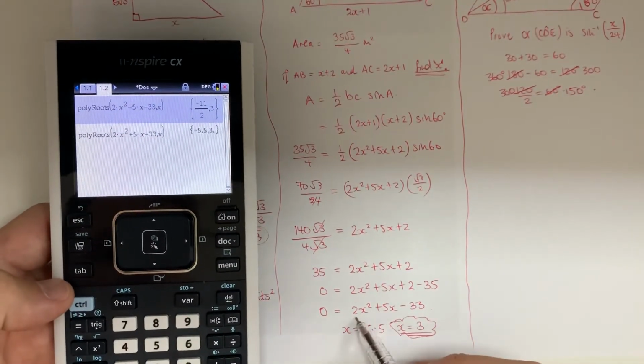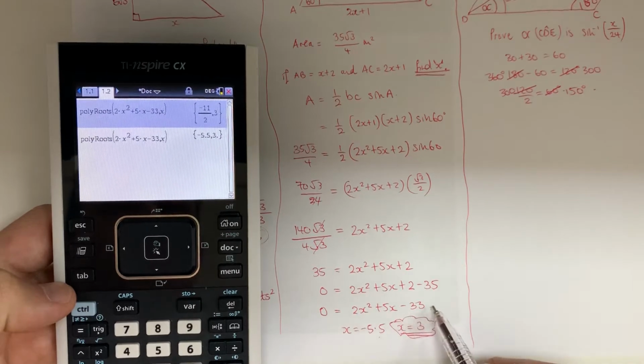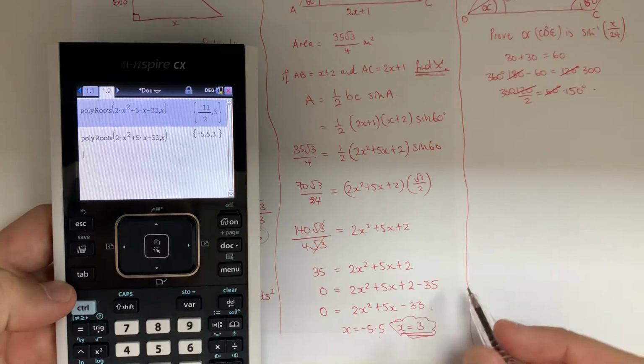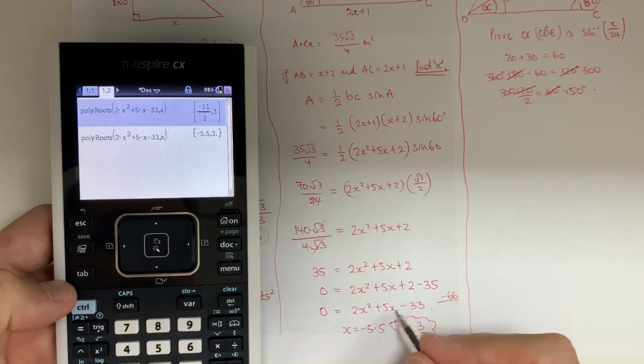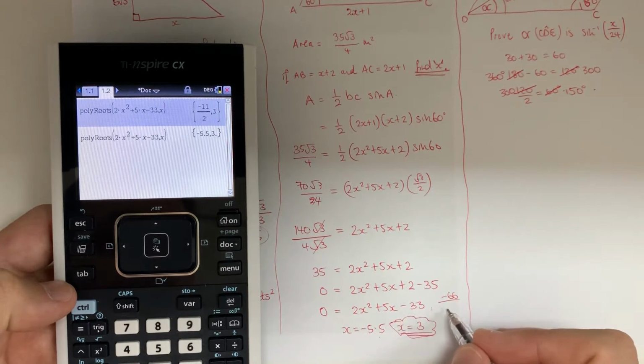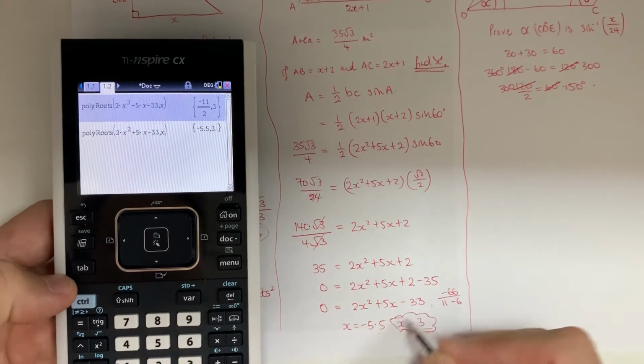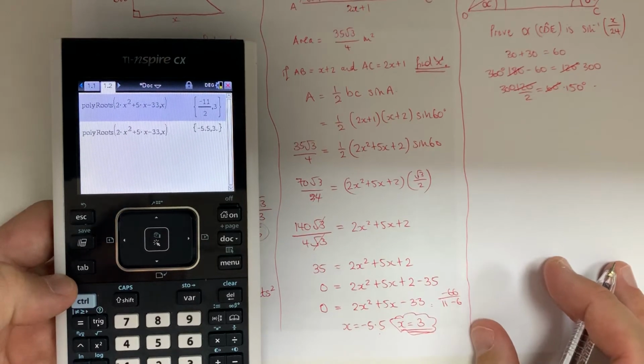If you wanted to factorize it, you would multiply 2 and negative 33, which gives you negative 66. What multiplies to make negative 66, but also adds to make 5? That would be 11 and negative 6. So you could factorize the quadratic and you would get the same answer there.